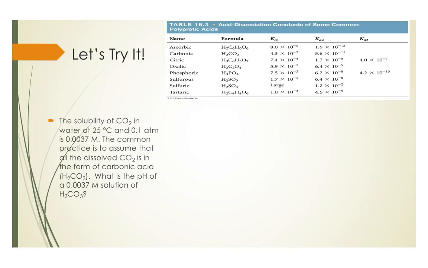All right, so let's do an example. The solubility of CO2 in water at 25 degrees Celsius and 0.1 atmospheres is 0.0037 molar. The common practice is to assume that all of the dissolved carbon dioxide is in the form of carbonic acid. What is the pH of a 0.0037 molar solution of carbonic acid? All right, so we're going to do this just like we have before. Here's our RICE table.